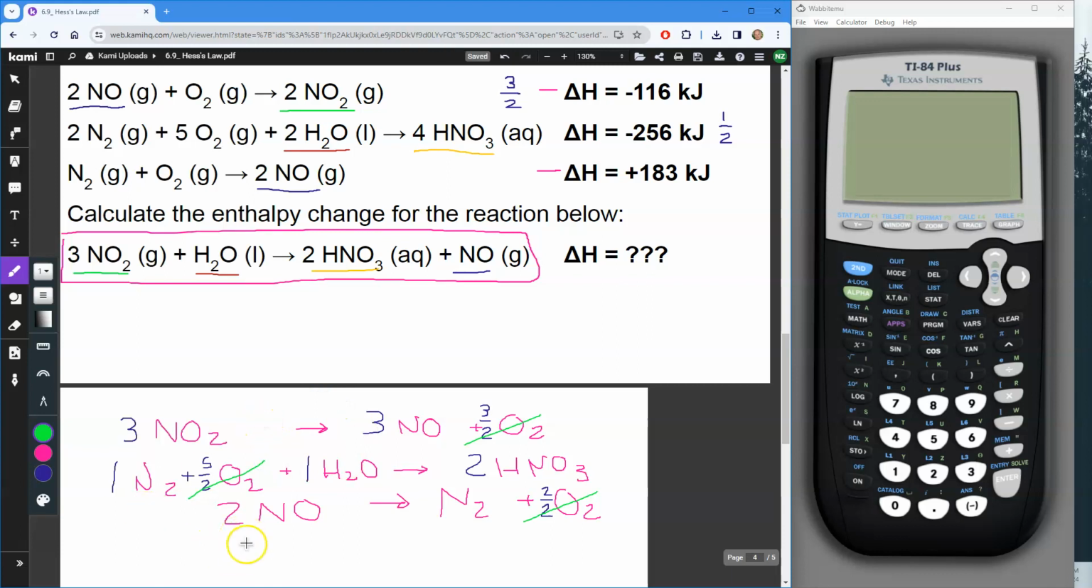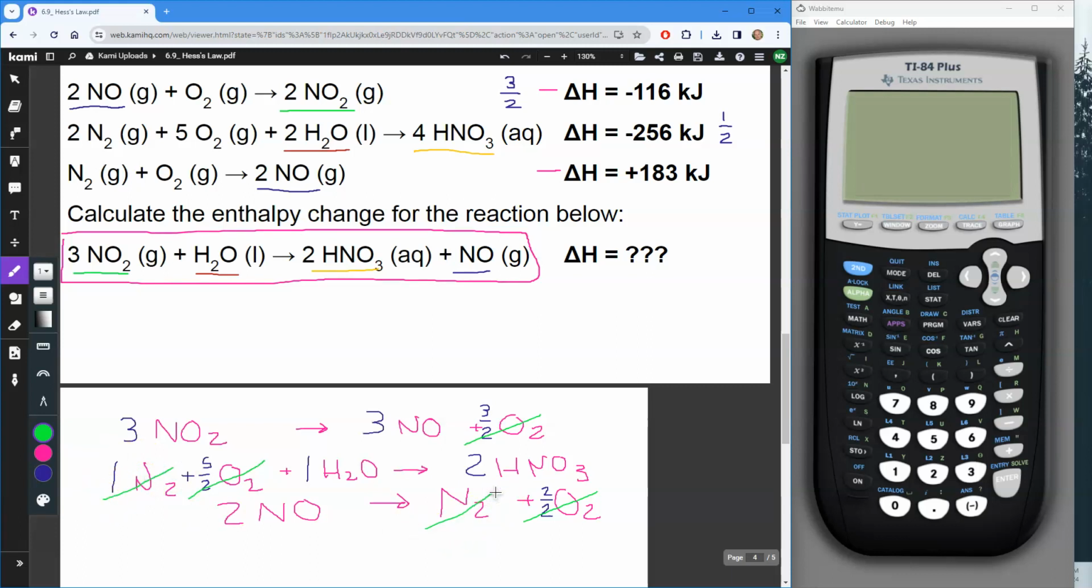Well, what else will cancel out? We don't want to have any N2s in our final reaction. So does that cancel with anything? Let's see here. So we have N2 in this reaction here. We have N2 in this reaction. Yep, those will cancel out.